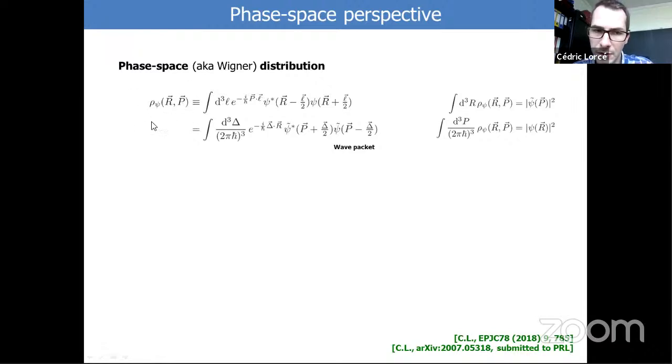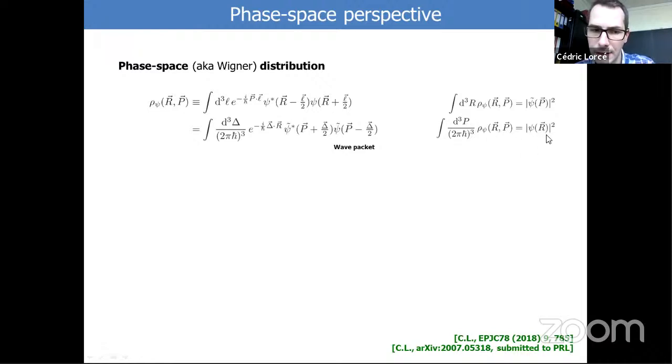So the variables of this object that we call the phase space density are the average momentum, capital P, and R, which in some sense is the average position that you see over here. So you have the average position and, after Fourier transform, the average momentum P. These objects describe, just like the wave function, the same information about the whole system. The nice thing about it is that if you integrate this phase space density over the position, you get a pure density in momentum space, and vice versa. If you integrate over momentum, you get a pure density in position space.